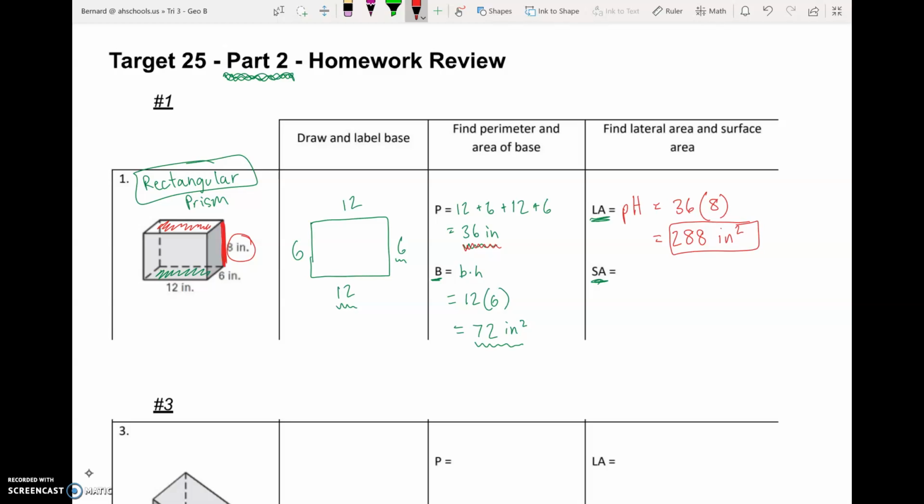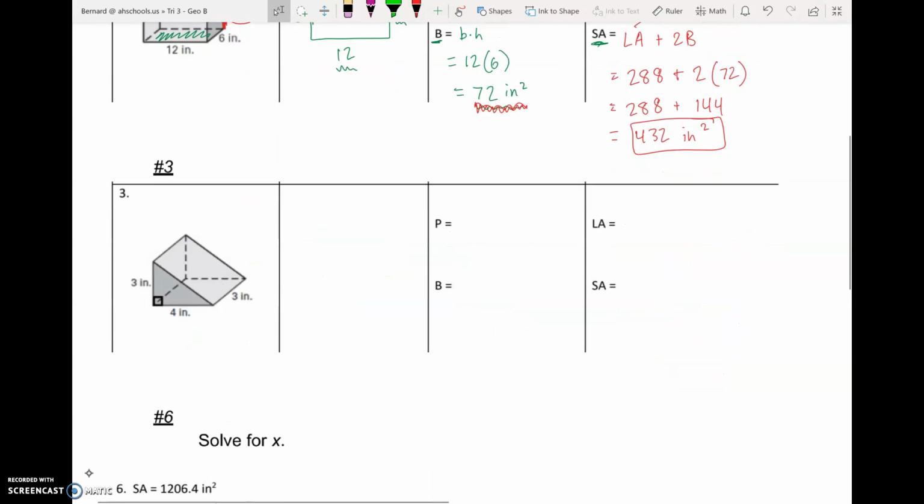Perfect. And then remember, surface area is our lateral area plus 2 times big B. So remember, the 288, that is our lateral area. So we'll just put that back in, and then we'll add 2, and then big B is what we found over here in the middle column, which was 72. So 2 times 72. And then 288 plus, and 2 times 72 is 144, I believe. And then we add those together and we get 432 inches squared for the surface area. Perfect.